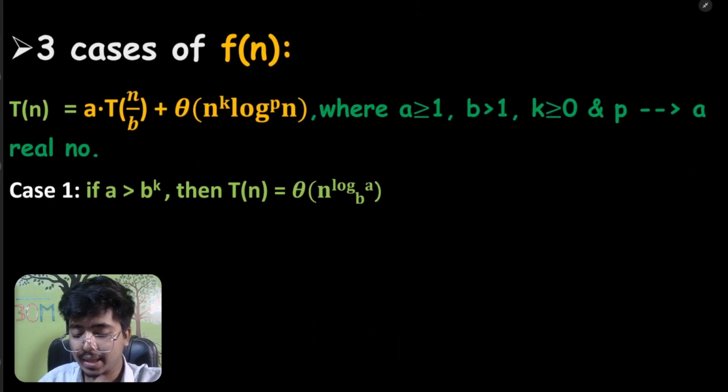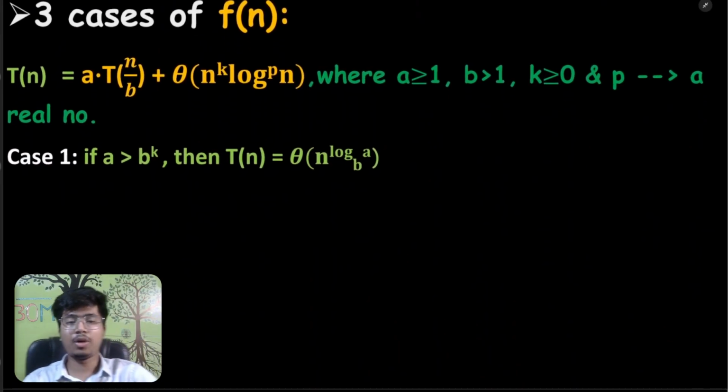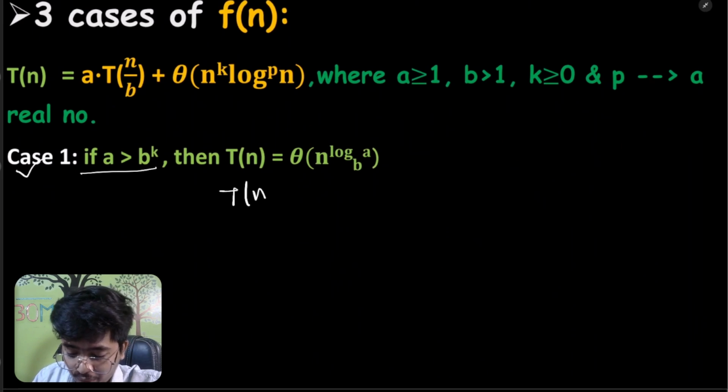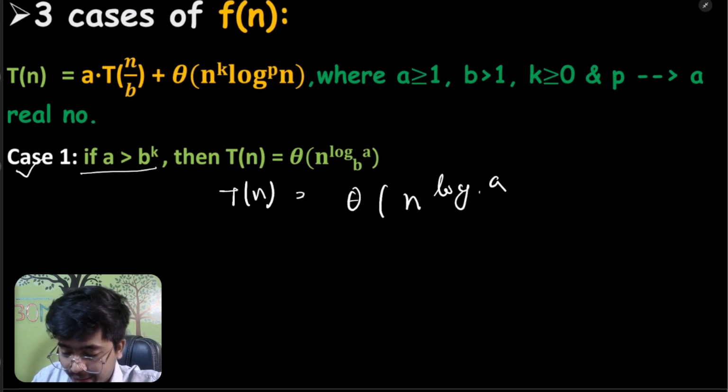So these were the cases of master's theorem. Now let's go deeper into the cases, what they tell. These were the three cases of f(n). Case 1, that I already discussed, is if a is greater than b to the power k. If a is greater than b to the power k, then T(n) equals theta of n to the power log a base b.